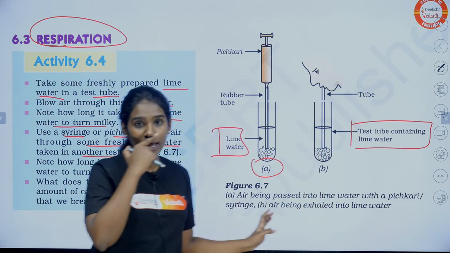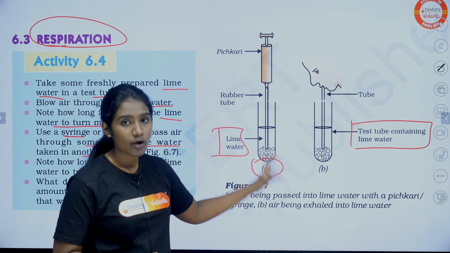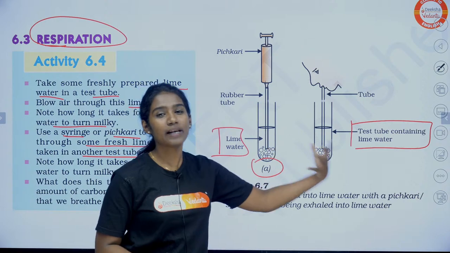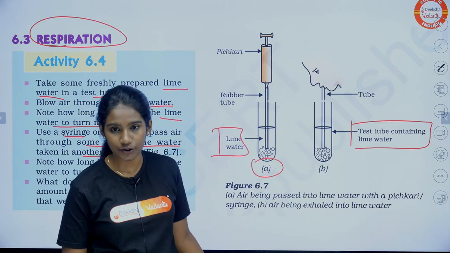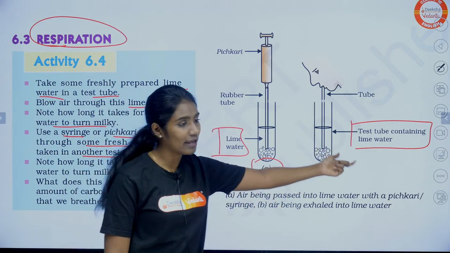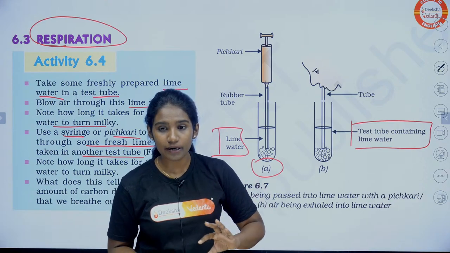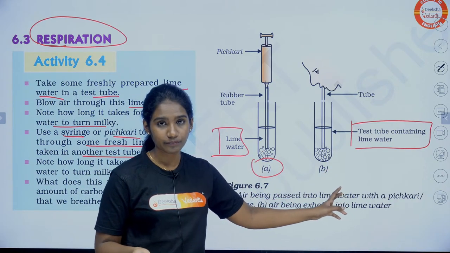The activity is to check which of these two test tubes will turn milky faster. Is it B? Lime water is there in both. When the lime water reacts with carbon dioxide, it turns milky.